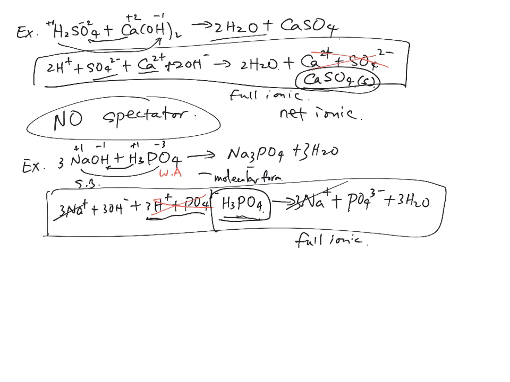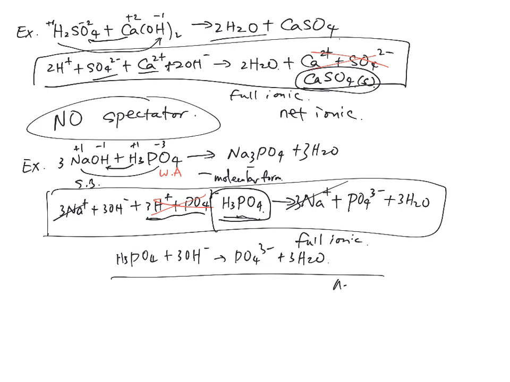So that's the full ionic. That's the spectator. And what you've got left? H3PO4 plus 3 hydroxide producing phosphate ion and 3 water. That is your net ionic equation.